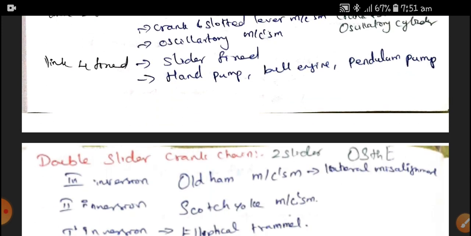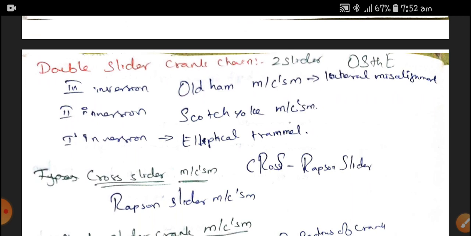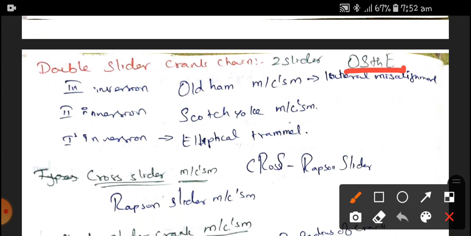Next one, which is the double slider crank mechanism. We already know that the famous Tamil film Osti is there for giving the inversions of the double slider crank mechanism. The first inversion is the elliptical trammel, the second inversion is the Scotch yoke mechanism, and the third inversion is the Oldham's coupling. In the Osti, you can go in the reverse direction for getting the inversions.